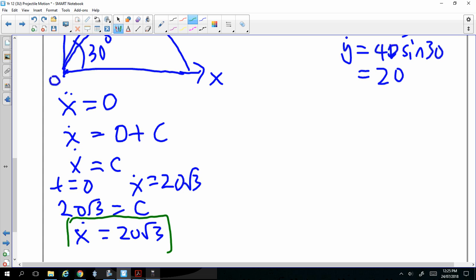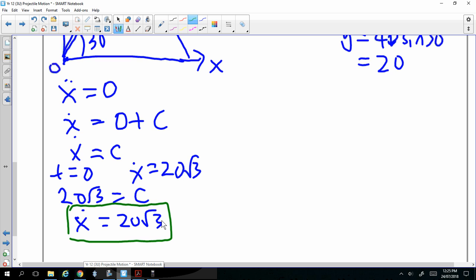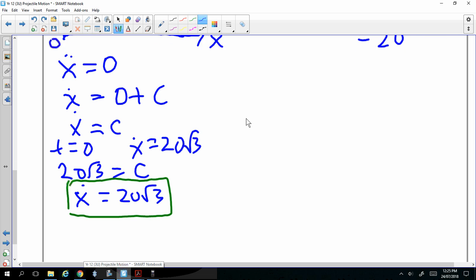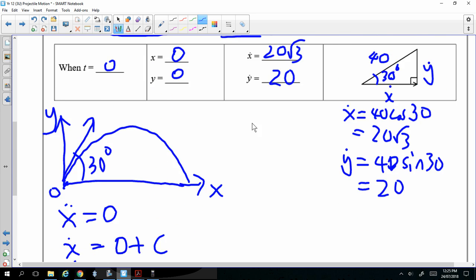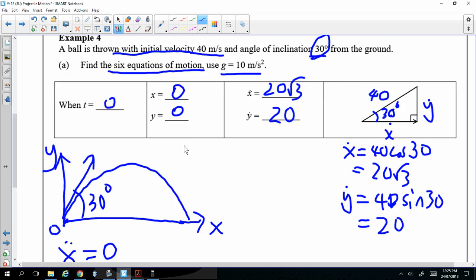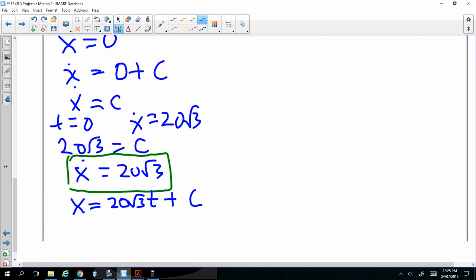Let's find x. How do we find x? We integrate again. So write 20 root 3 t plus c. And like before, we look at the stuff above. When t is 0, x is 0. So write t is 0, x is 0. And you get 0 equal to 0 plus c, so therefore c is 0. Now update your formula, therefore x equal to 20 root 3 t. Box.